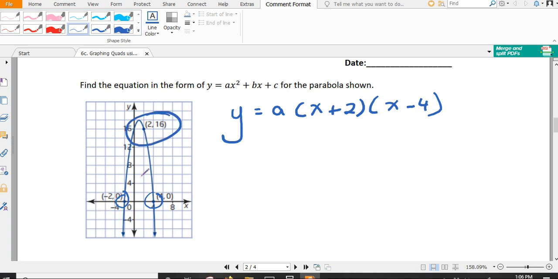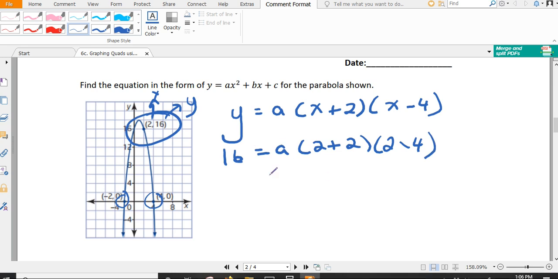Now, it also gave us a point of (2, 16). So here's my y value, 16. Here's my x value, 2. So 16 equals a, and my x value is 2: 2 plus 2, and then x value is 2 again, 2 minus 4. And that will let me solve for a.